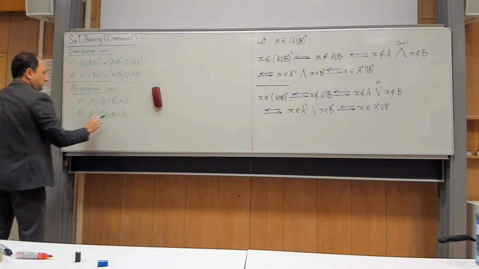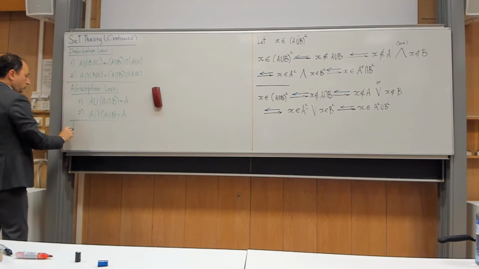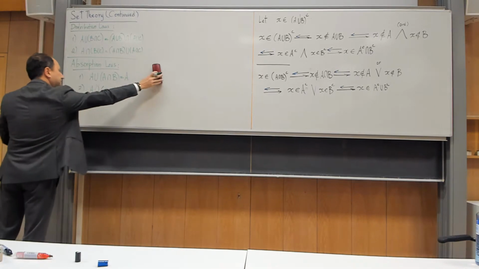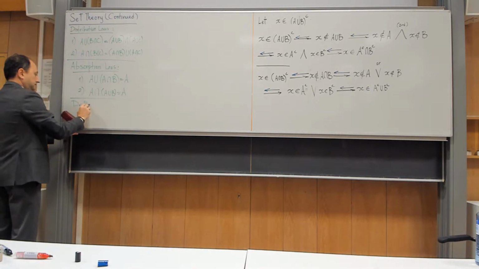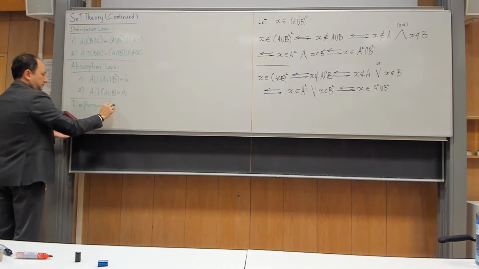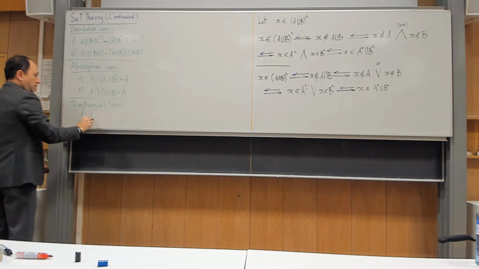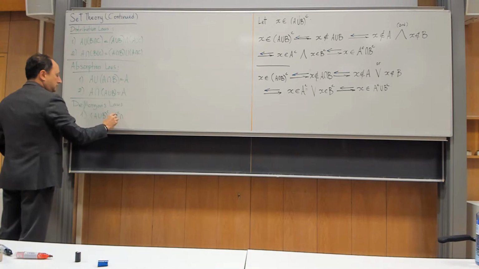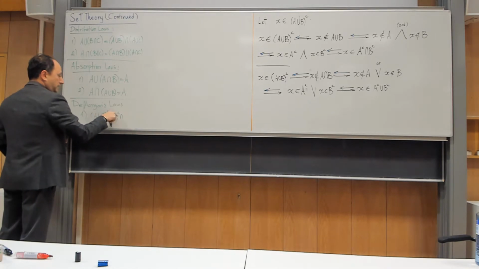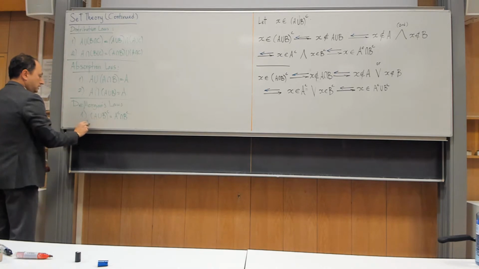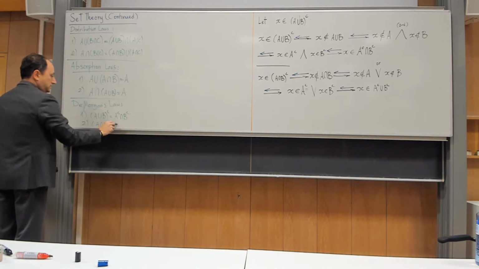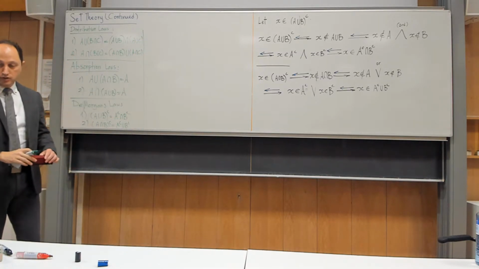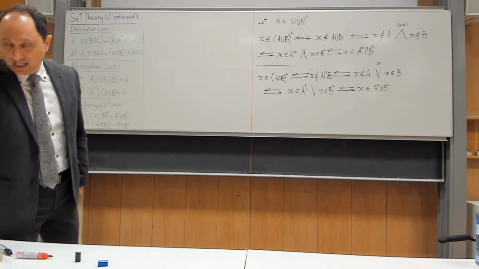And finally, what we learned today is DeMorgan laws. Number one, I have (A union B) complement, which is A complement intersection B complement. Number two, (A intersection B) complement is A complement union B complement. So these are the rules that we learned before. So let us explore, let us do some set algebra together.